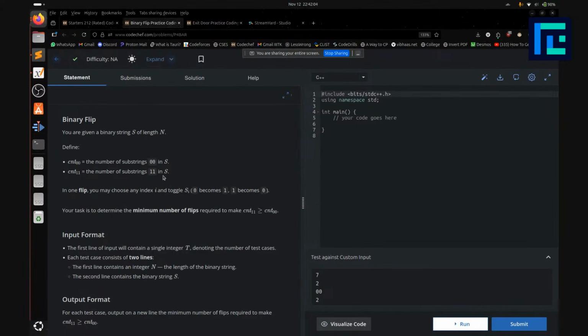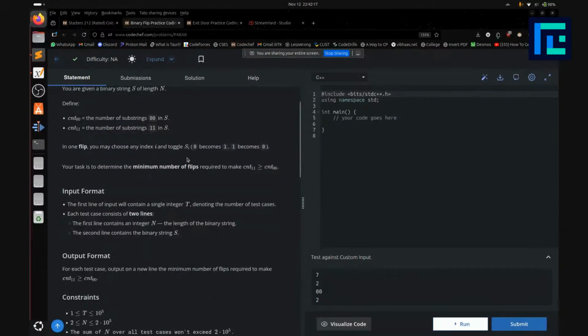Okay. So you're given a binary string s of length n. Let count 00 equal the number of substrings 00 in s. Let count 11 equal the number of substrings 11 in s. In one flip, we can choose any index i and toggle s[i]. So 0 will become 1 and 1 will become 0. Your task is to determine how many flips will make count 11 greater than or equal to count 00.